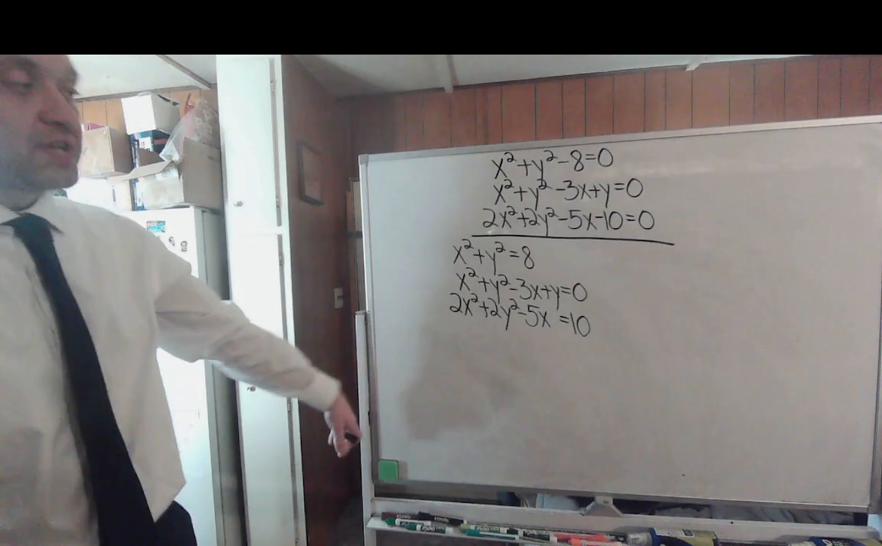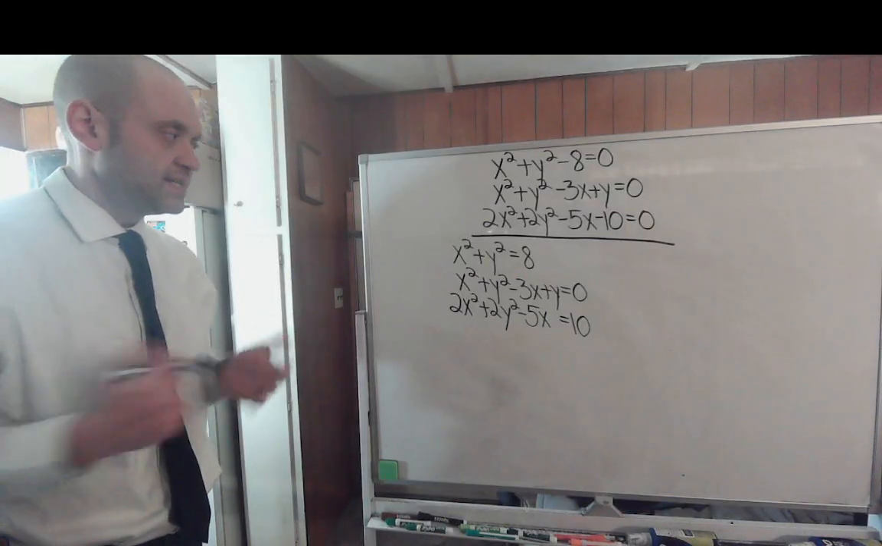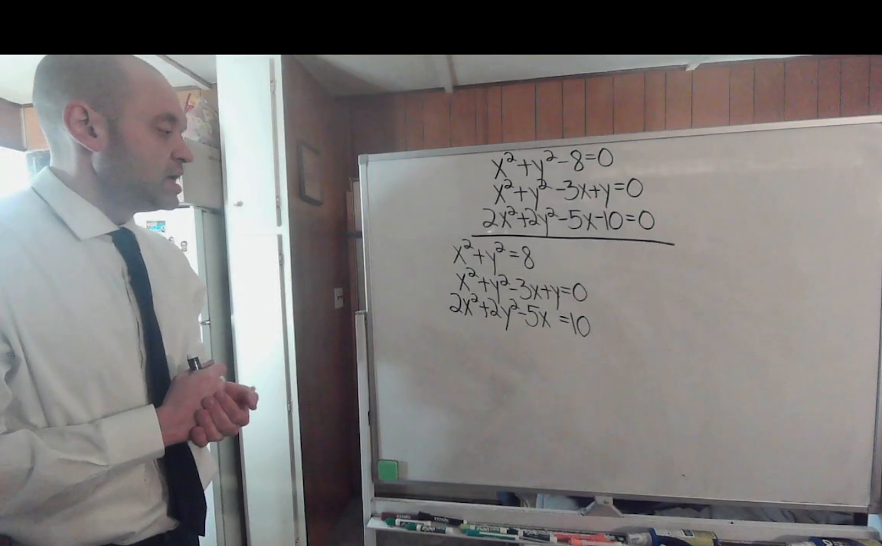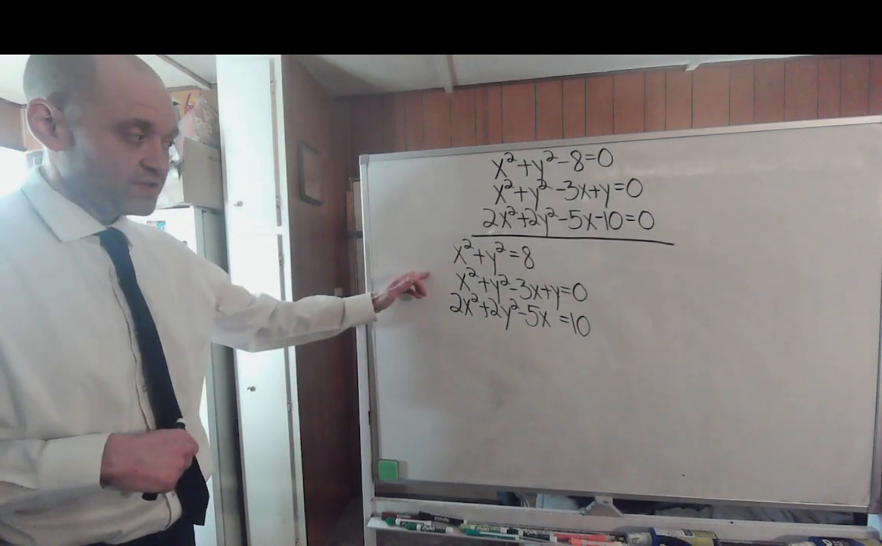So now we got the constants out of the left-hand side and on the right-hand side. That'll make life a little bit easier. Now, we're going to have to use elimination again. So let's start with the first and second one.